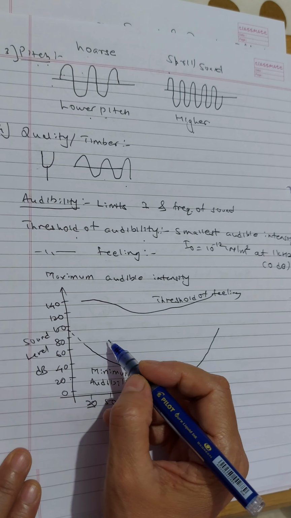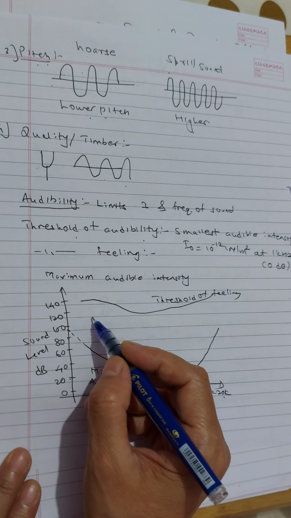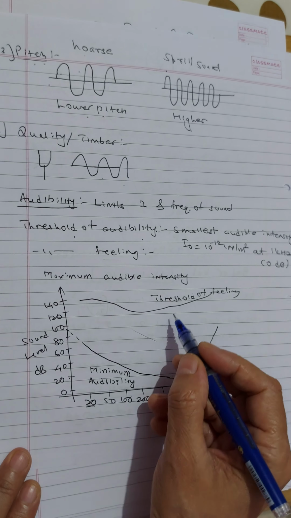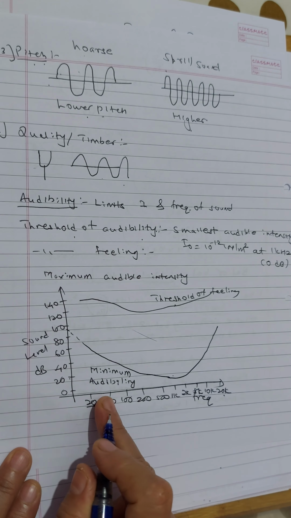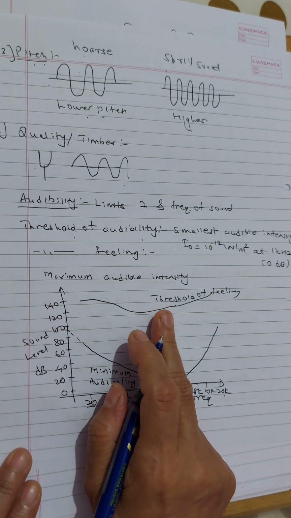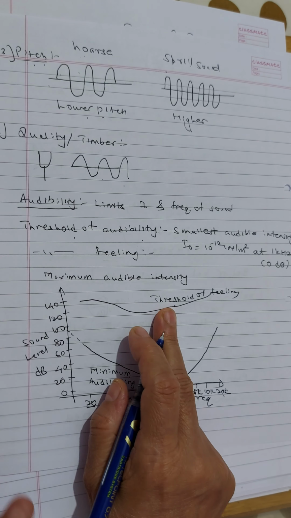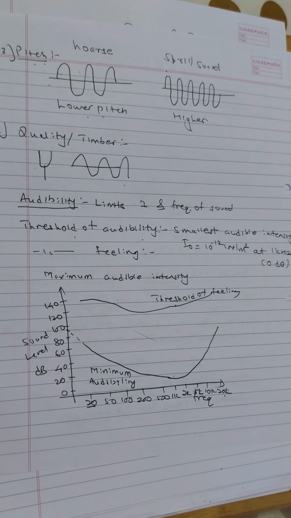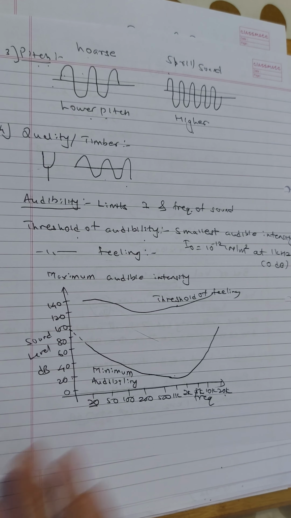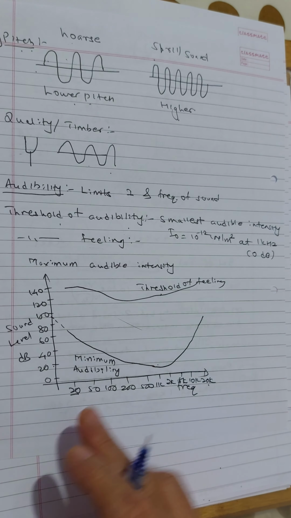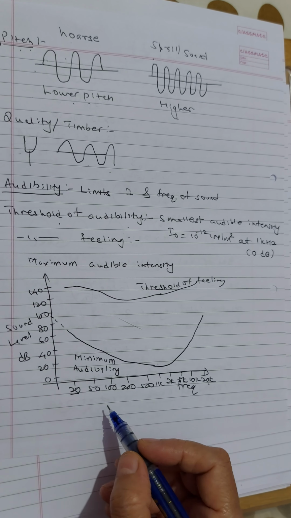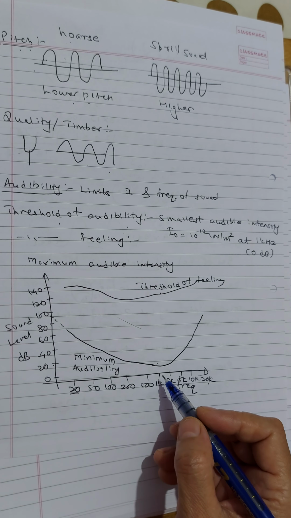So this is the auditory response. This area is the response, we can say, inside. So this is minimum, this is maximum. So I can say threshold of audibility is the smallest audible intensity, and this is the highest, maximum audible intensity. So this is usually what the audiogram is. This is the minimum audibility curve, and one can say it is around 1 kilohertz.